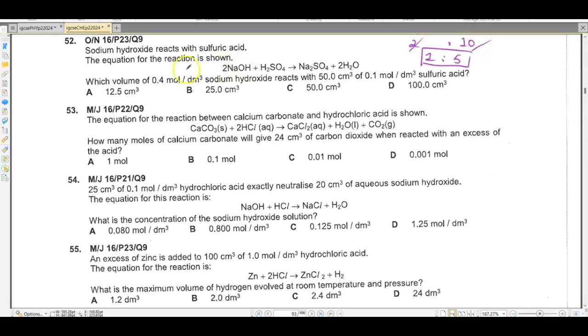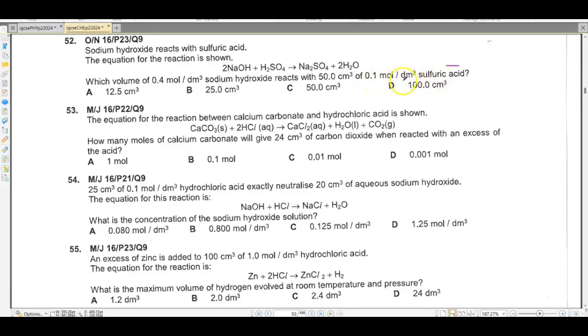Question number 52. Sodium hydroxide reacts with sulfuric acid. The equation of the reaction is shown. Which volume of 0.4 moles per decimeter cube of sodium hydroxide reacts with 5 centimeter cubes of 0.1 mole per decimeter cube of sulfuric acid?